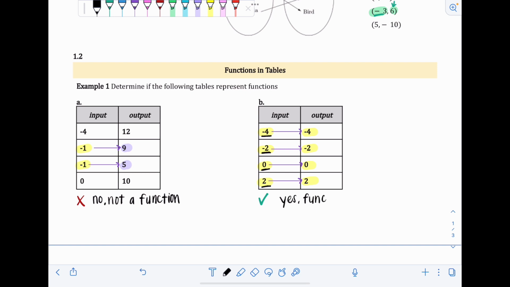So yes, this one's a function. Even though it was kind of funky that they all went to the same number, that's okay. There's really only that one rule that you have to look out for, that each input can only go to one output.